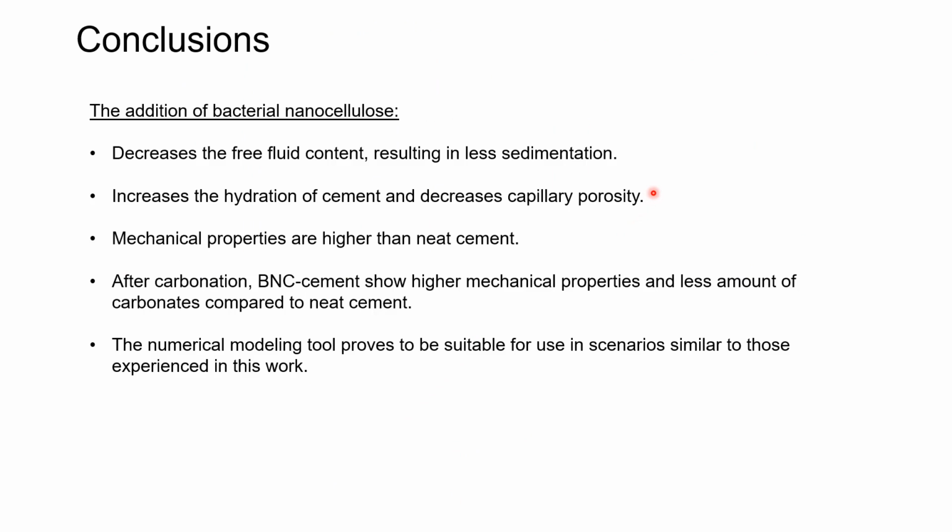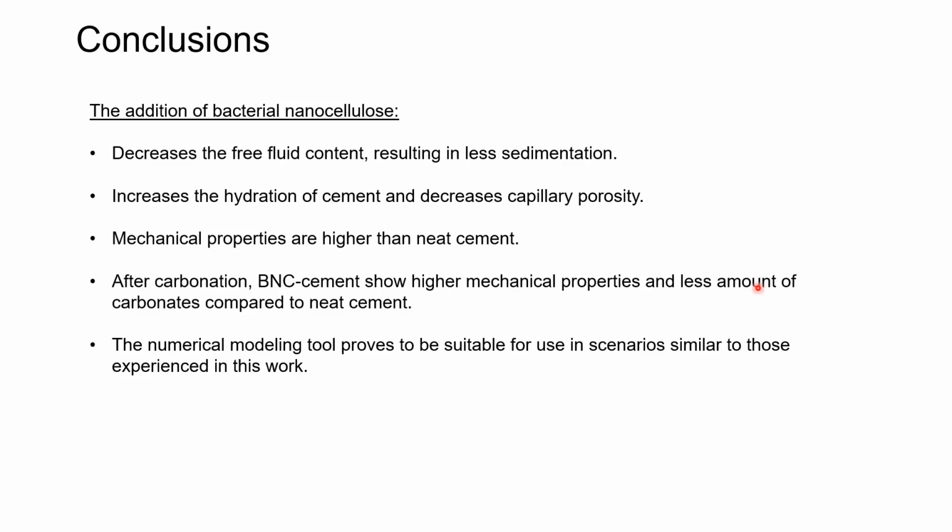We conclude that bacterial nanocellulose decreases the free fluid content, resulting in less sedimentation, increases the hydration of cement, and decreases capillary porosity. This increase in hydration was likely the reason that cement with bacterial nanocellulose had a uniaxial compressive strength up to 20% higher than net cement.